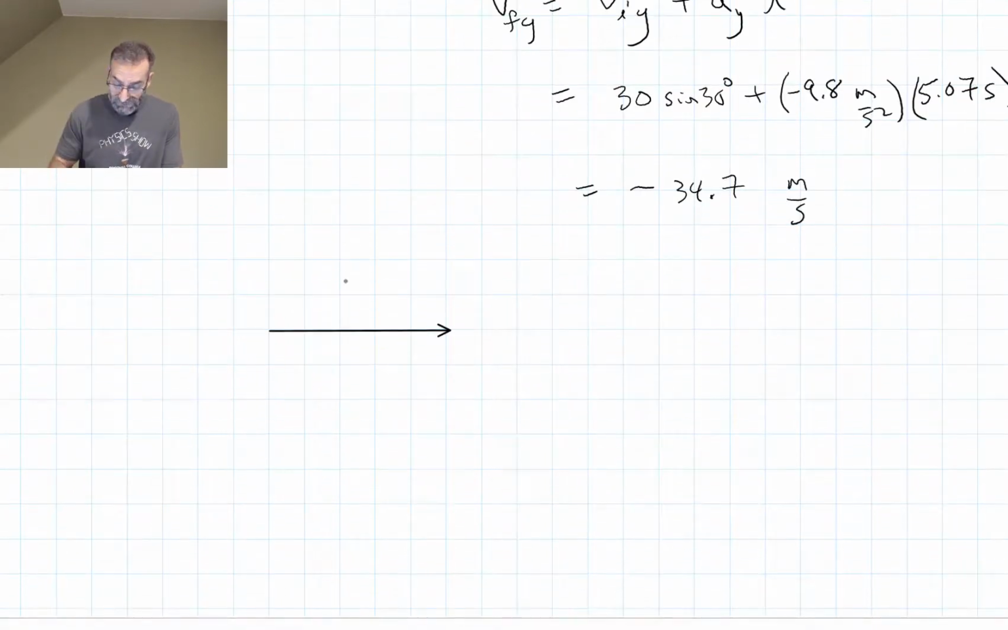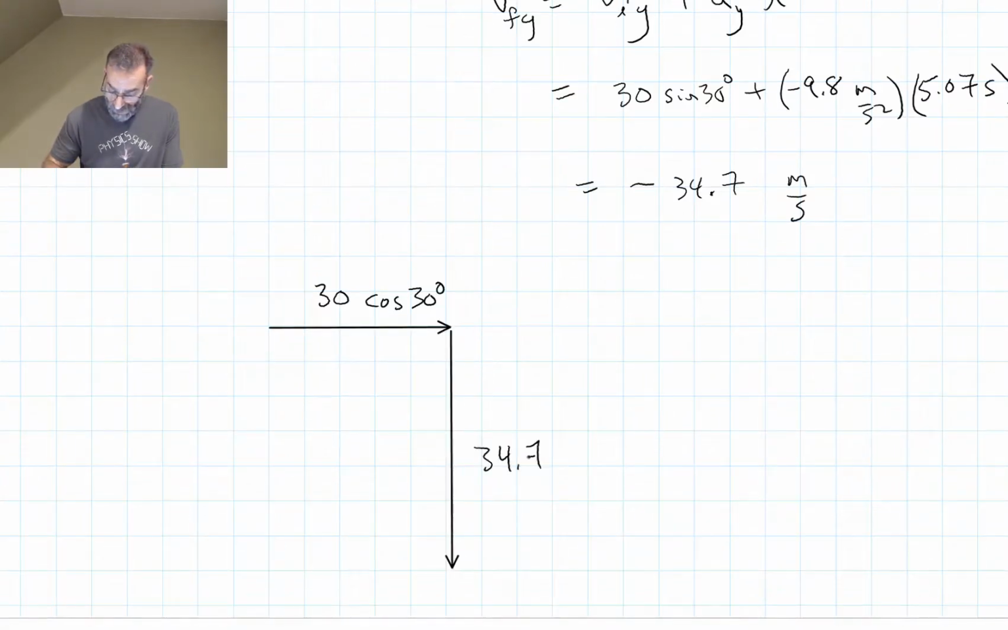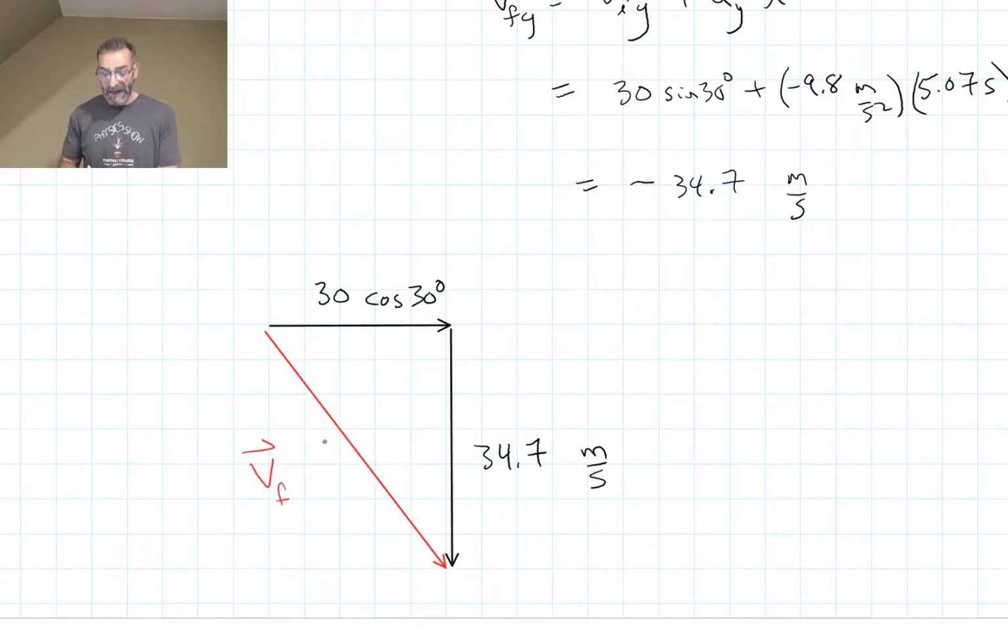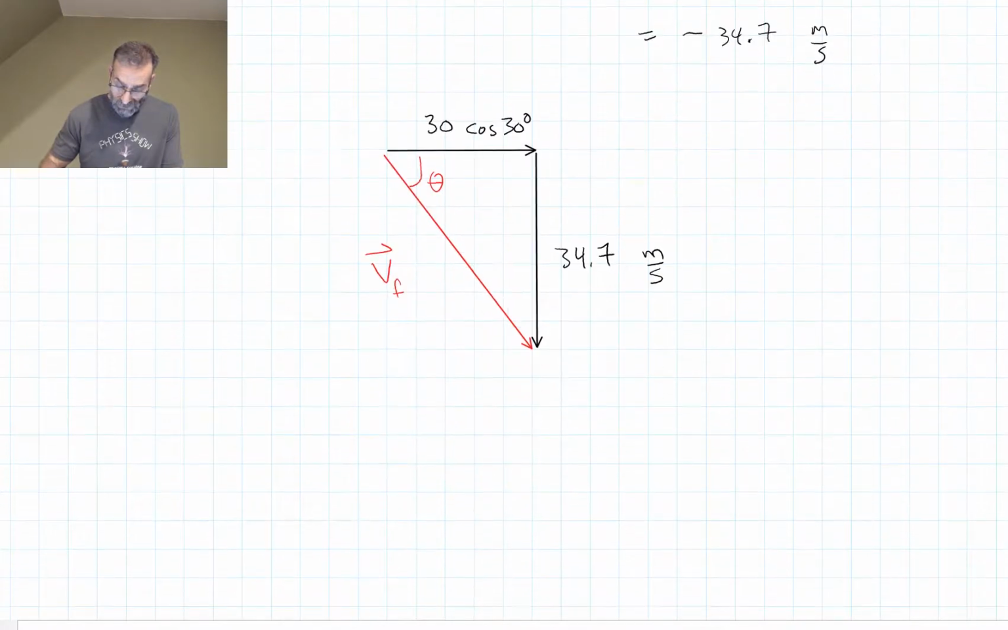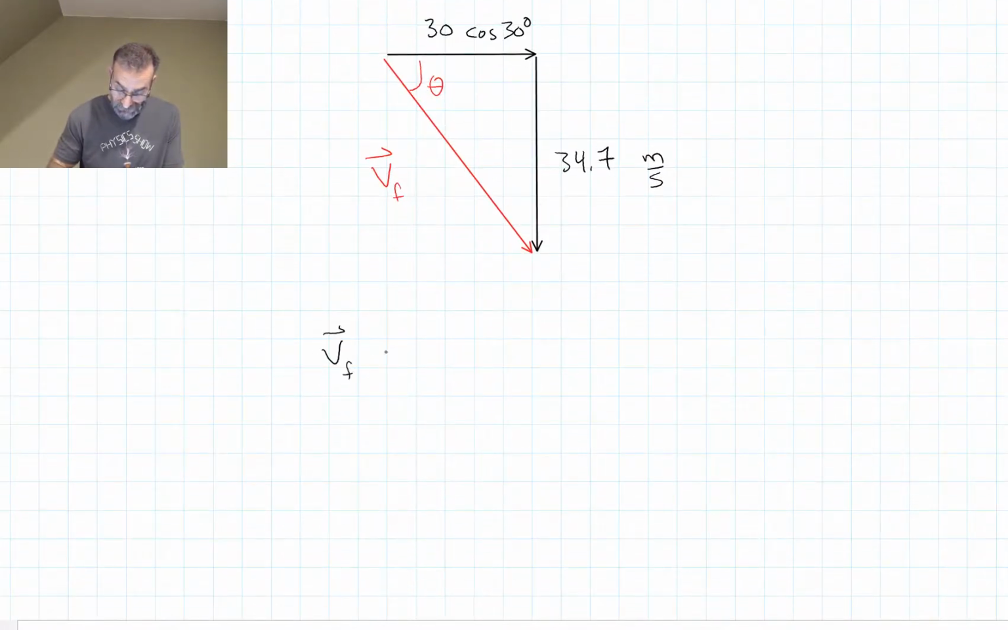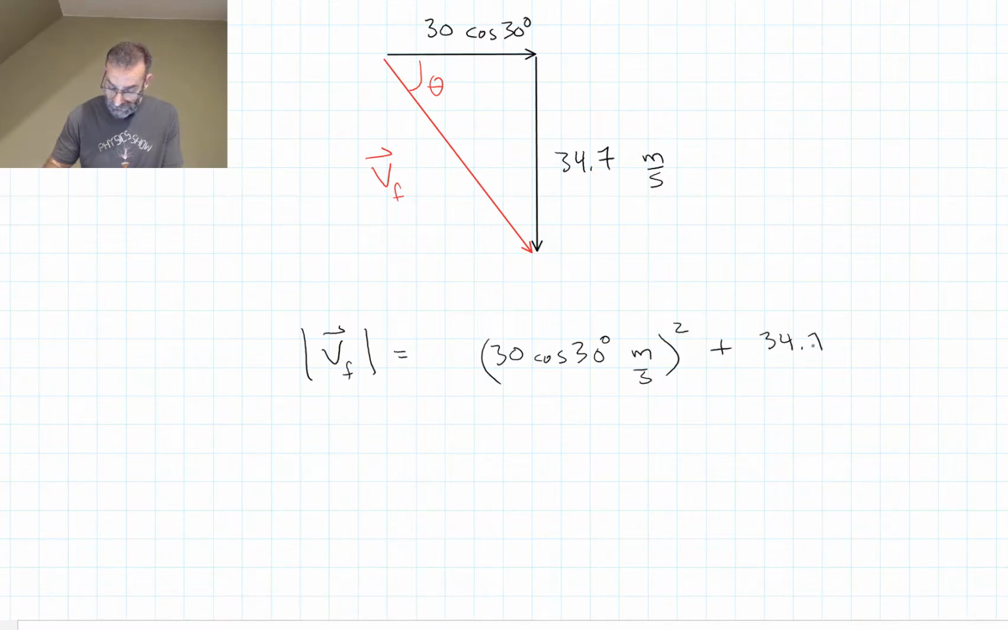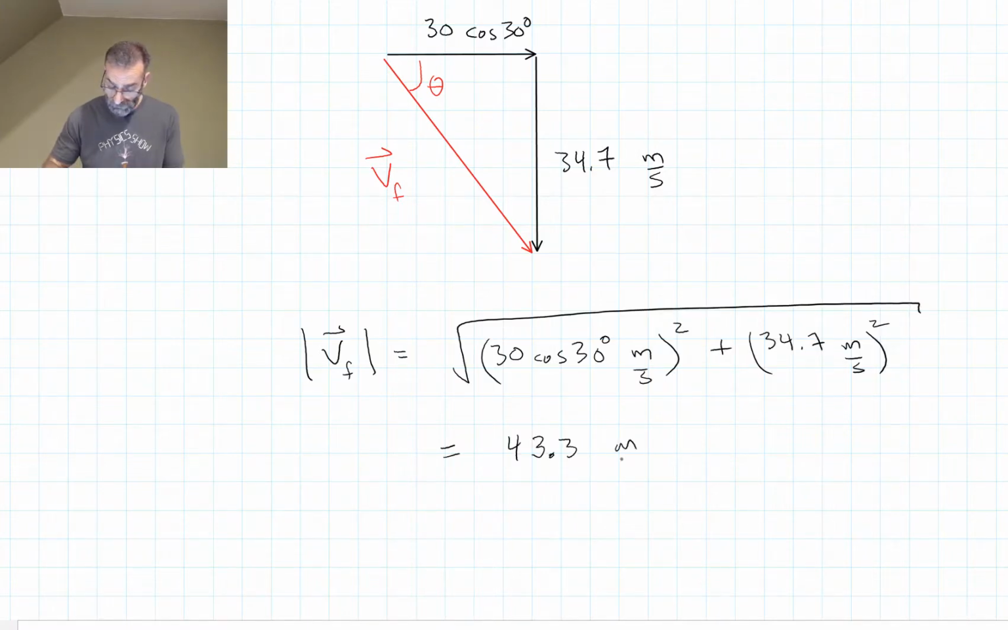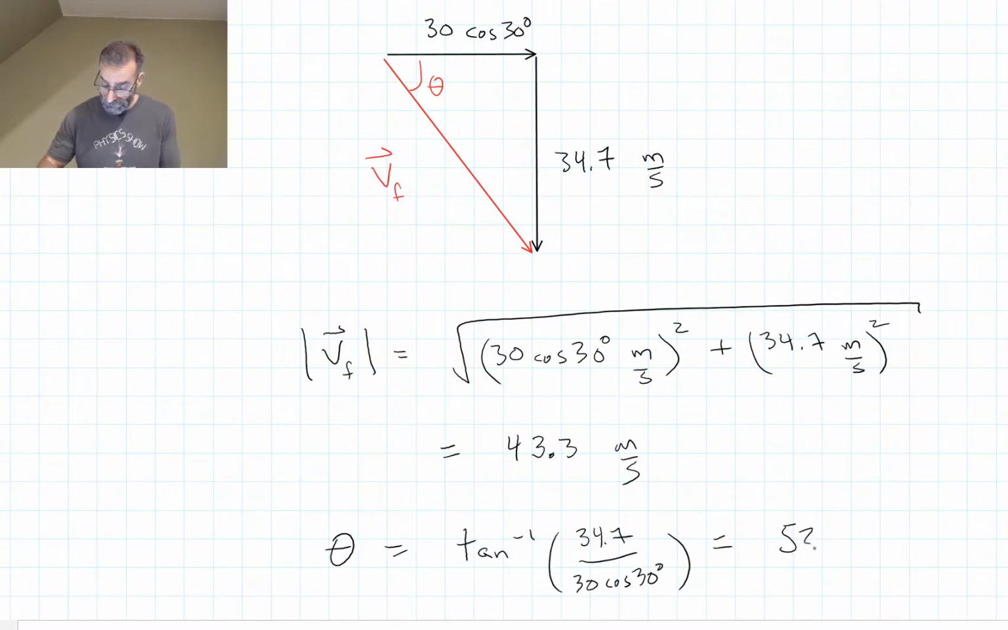So I can put these together. I know I have a v sub x in this direction, 30 cosine 30 degrees, and I know I have a v sub y in this direction, 34.7, pointed down like that. And the red arrow is what I'm trying to find. That's the vector v final. And I can write it like this. And we can solve for the angle also.